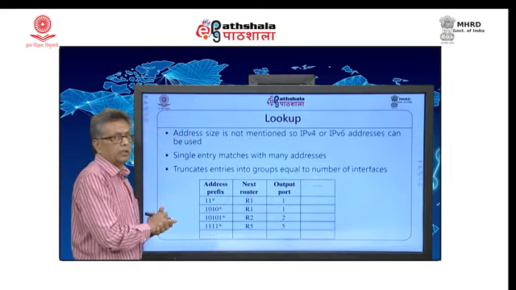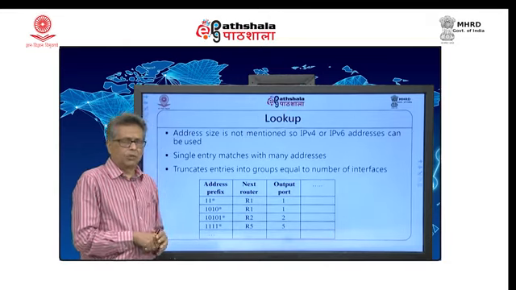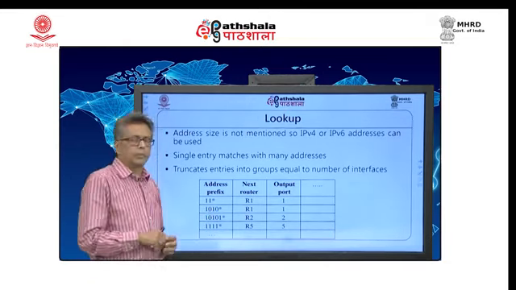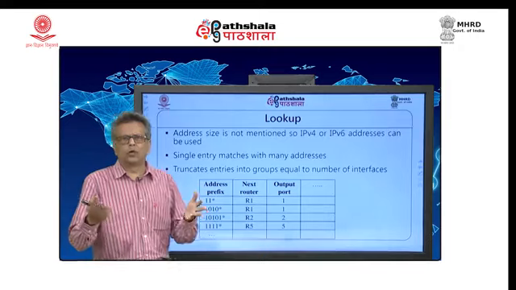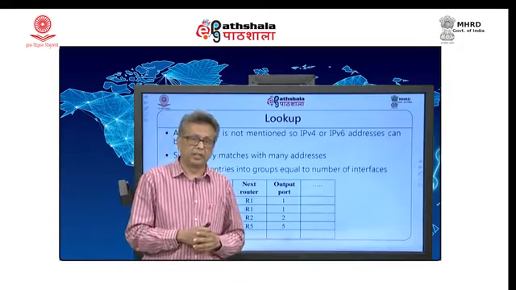So, let us look at the lookup process first. Here is one example. I have just got address prefixes; I do not write the complete address. Why do I want to reduce this? Because one interesting reason is that if I use prefixes, I do not need to worry about whether it is an IP version 4 address or an IP version 6 address. I can use any address.